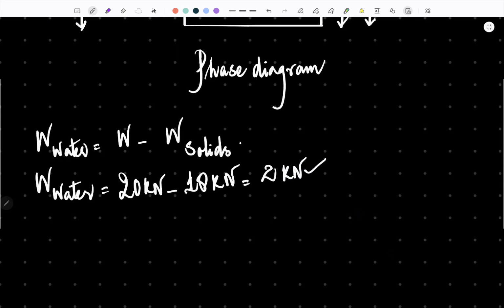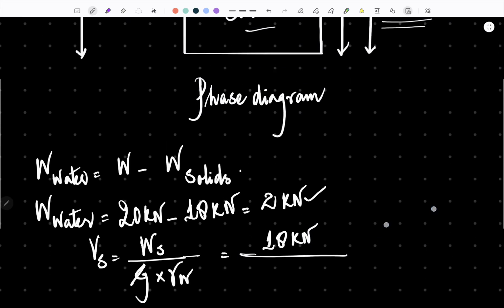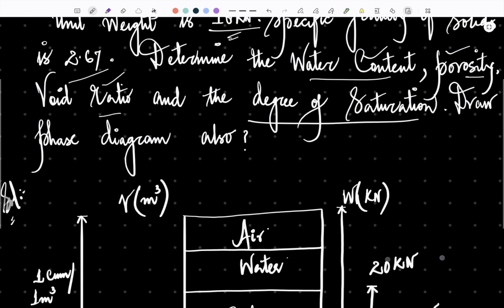All right. After that, we'll be finding volume of solids. Volume of solids will be given by this equation: weight of solids divided by specific gravity multiplied by the density of the water. All right, we found the weight of the water. Now we'll find the volume of the solids. For that, weight of the soil solids is 18 kilonewton because it's given in the question that the dry unit weight is 18 kilonewton. Specific gravity of soil solids. How much is that given in the question?